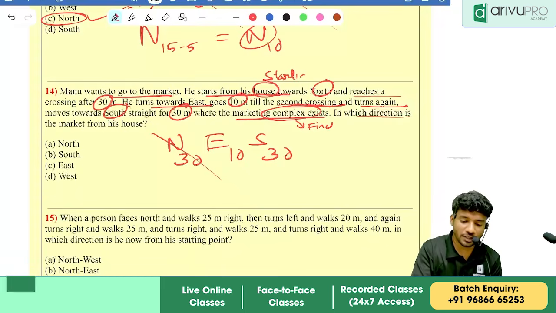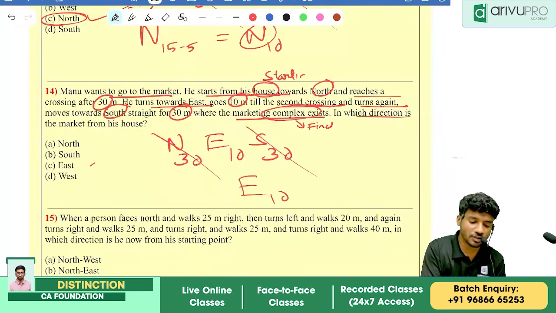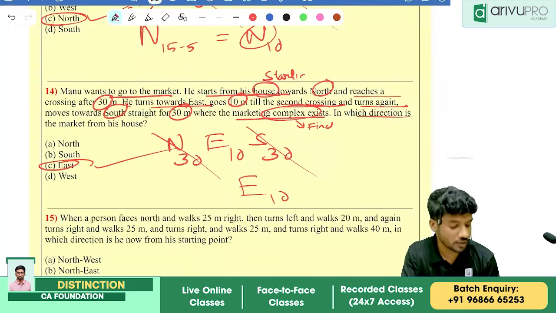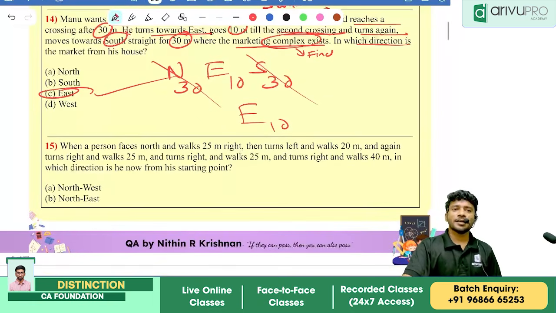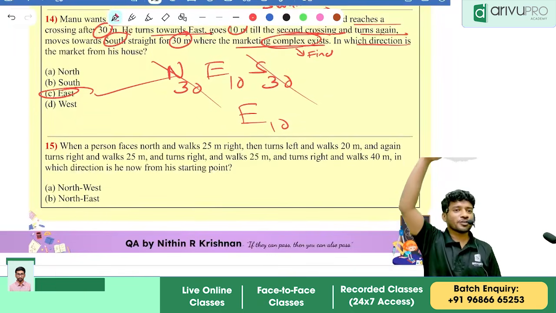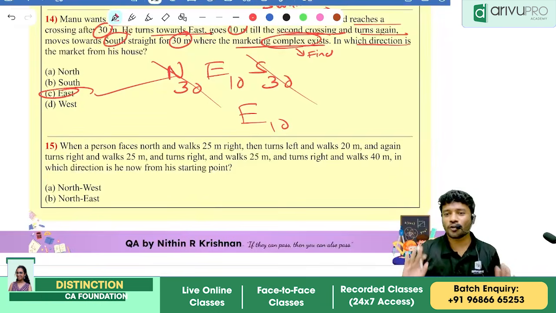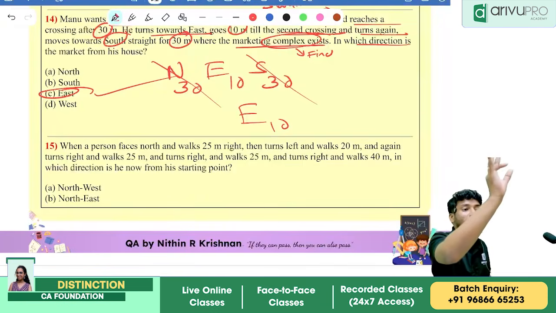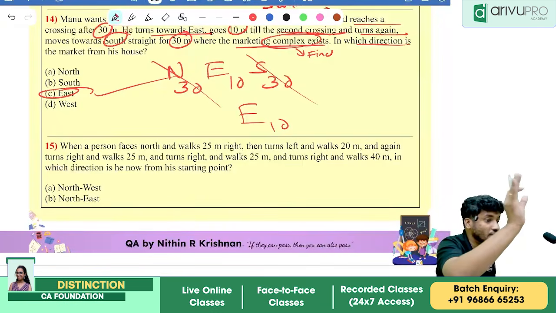People, very easy. North and south got cancelled. East 10 is remaining. Answer is what? East. Now think about drawing this. You will draw. Very complicated. Don't draw. Use this method until and unless northwest or southwest direction is given in the beginning.